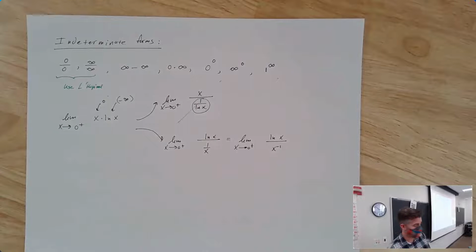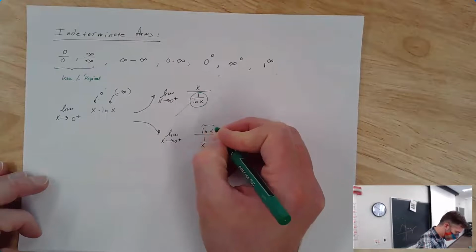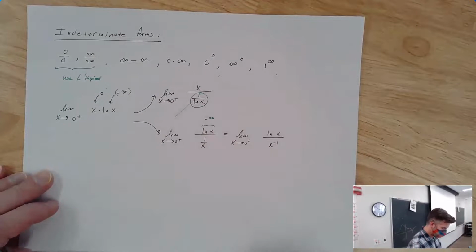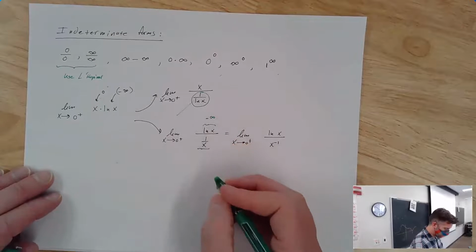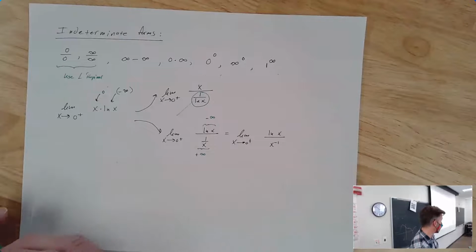I should back up just a tiny bit. I should point out that when we put this in a fraction like this, the natural log of x is going to negative infinity, and 1 over x is going to positive infinity. So I do indeed have an infinity over infinity form.